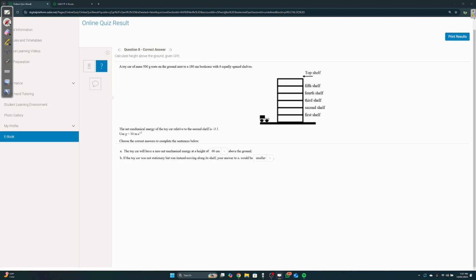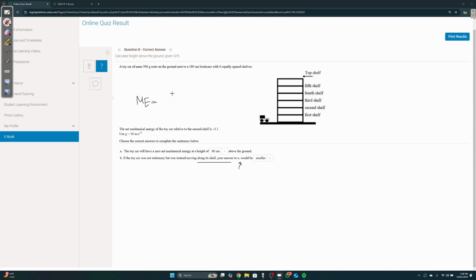Okay, if the toy car was not stationary but was instead moving along its shelf, what would my answer to A be? Obviously it's gonna be small. Someone is gonna be like, okay, well, that's not obvious for me, man.